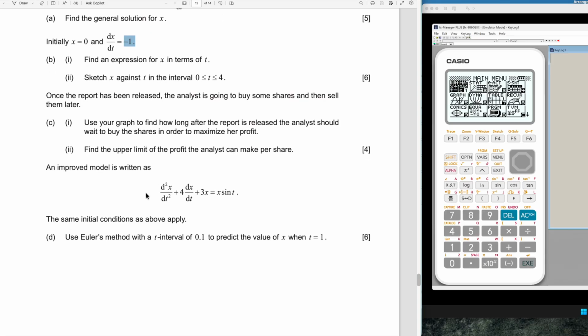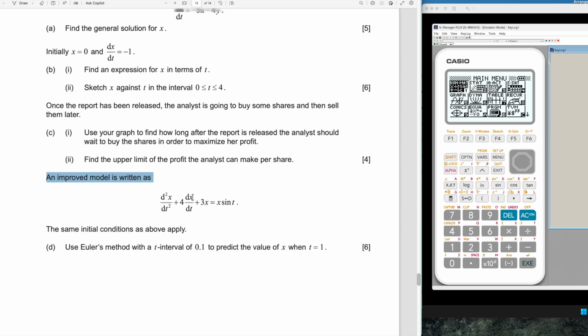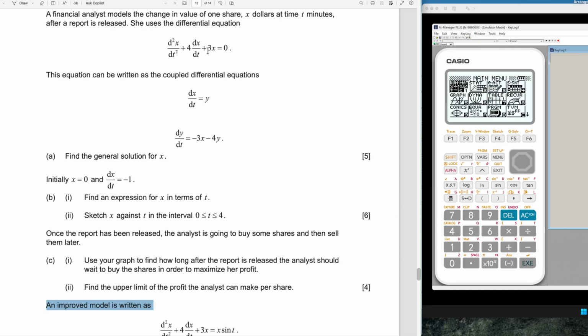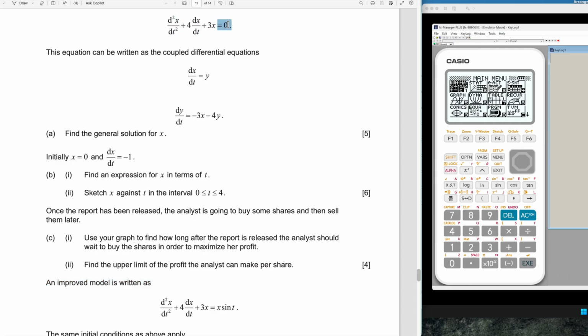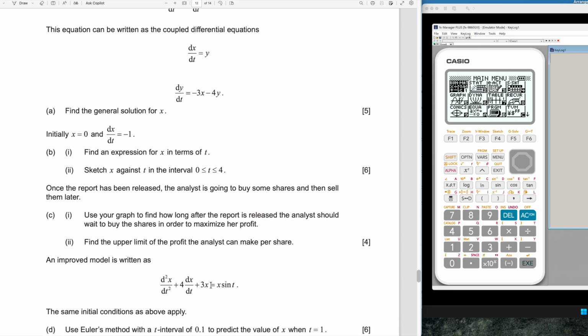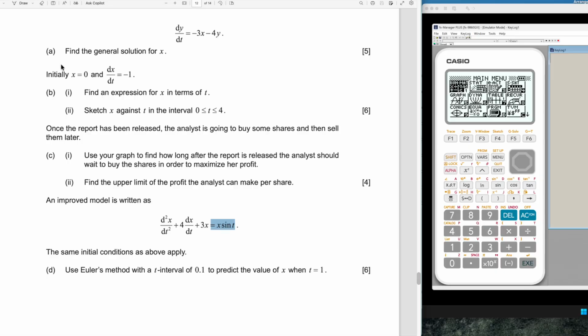For question D, we're given an improved model. It is slightly different from the above. The only difference is that on the right hand side we do not have the 0 but a new function, which is x times sine t, with the same initial condition, which is x equals 0 and dx over dt equals -1. Use the Euler method with the t interval of 0.1 to predict the value of x when t equals 1.